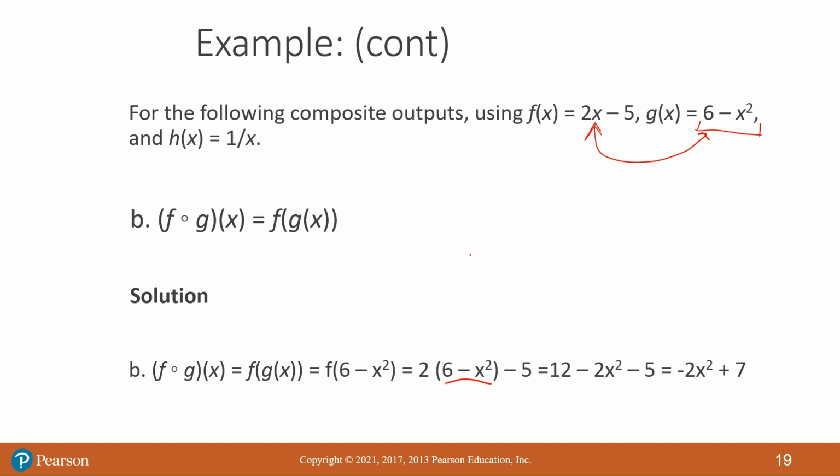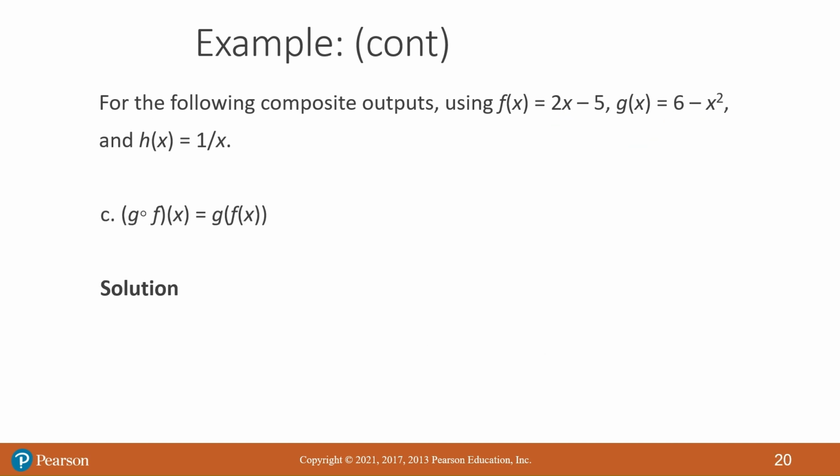I do have to simplify from this point, okay? So I do need to distribute the 2 to both the 6 and the negative x squared. So I should get 2 times 6 is 12. 2 times negative x squared is negative 2x squared. Minus 5, you still have to keep that minus 5 going on the outside. I combine the 12 and the 5 here. I get positive 7, and it simplifies down to negative 2x squared plus 7. So f of g of x here is negative 2x squared plus 7.